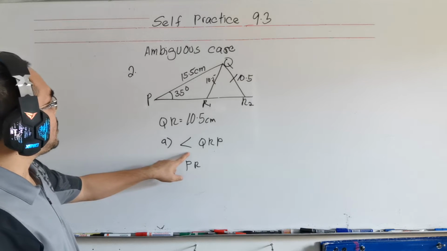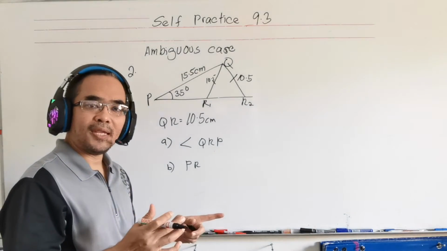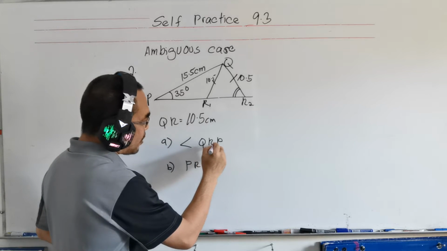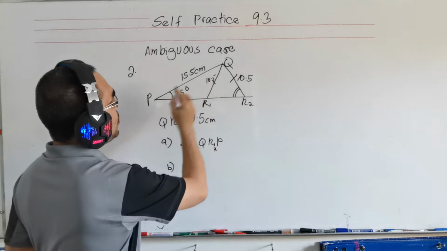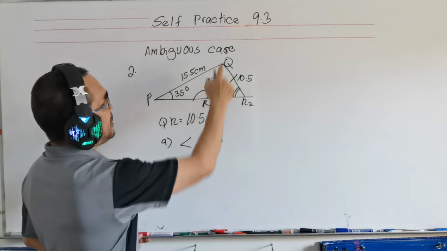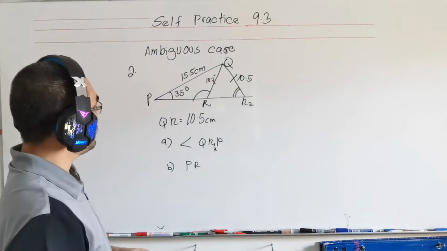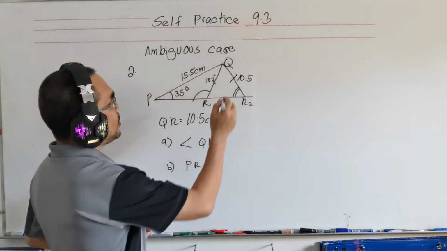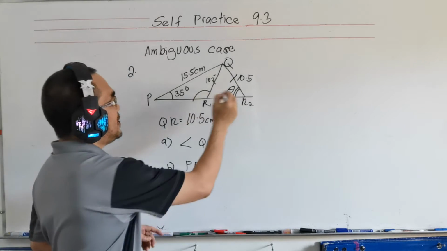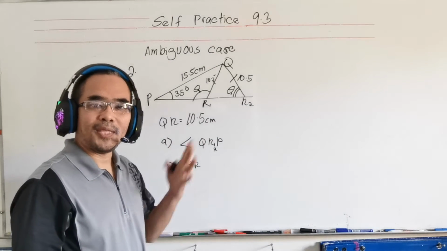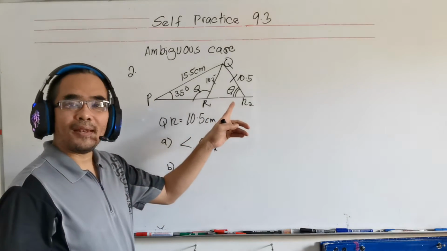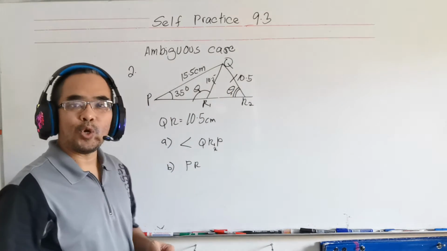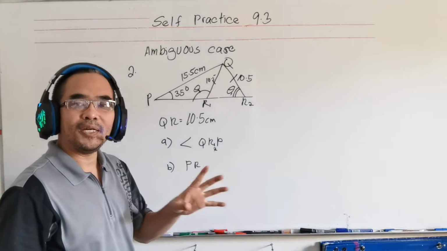But the question is asking for QRP. So whenever you find that we have an ambiguous case, QRP could be QR1P and QR2P. So how to calculate that? This is only the sine formula. We label this as theta, this is theta 1, this is theta 2. Do you know the relationship between theta 1 and theta 2? If you get the value of theta 1, actually you will always get this angle because of some issue in trigonometry. So you will have the smaller value of the theta.